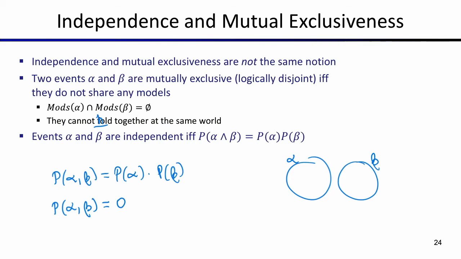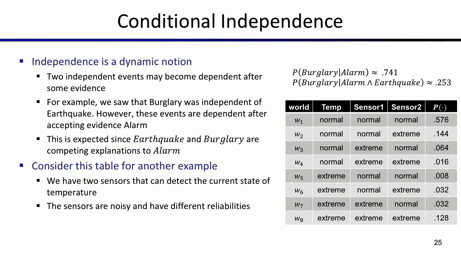So most of the time we think about independence as a static notion, but actually it is dynamic. If you have two events that are independent, they may become dependent if we give another piece of information. At the same time, if two events are dependent, we can make them independent by providing some extra information too. So just to give you an example.